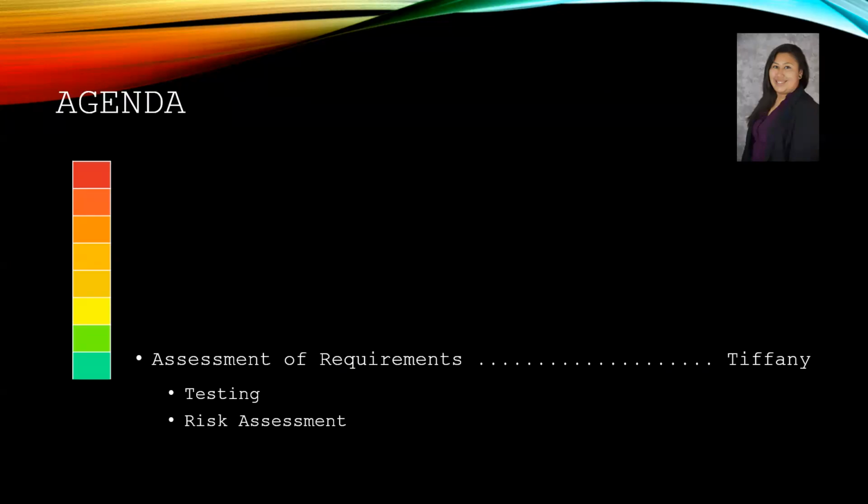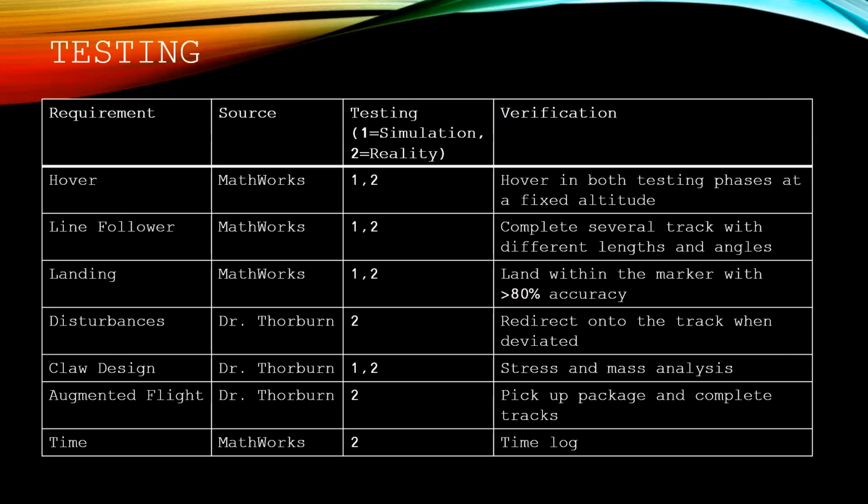So I will be talking about the assessment of requirements, beginning with how we have tested for each requirement, then cover risk assessment. Hovering has been tested through simulation and in reality. To verify we have met this requirement, the drone was able to hover at a fixed altitude throughout the path. To test the line follower algorithm, we have tested through simulation and reality, where the drone completed several tracks with different lengths and angles. For the landing requirement, the drone was tested in simulation and was required to land within the marker with an 80% or higher accuracy during the reality test.